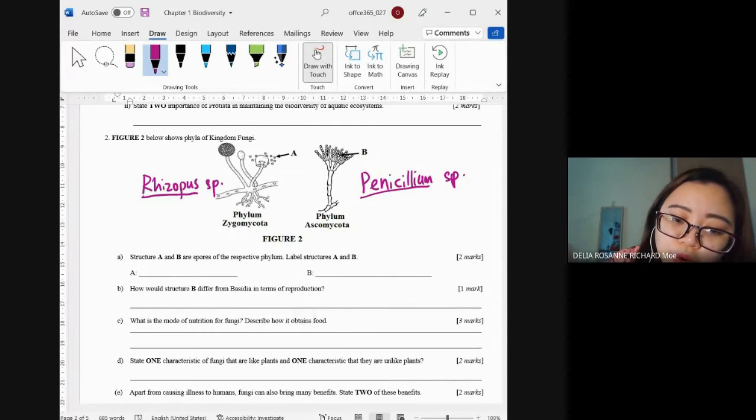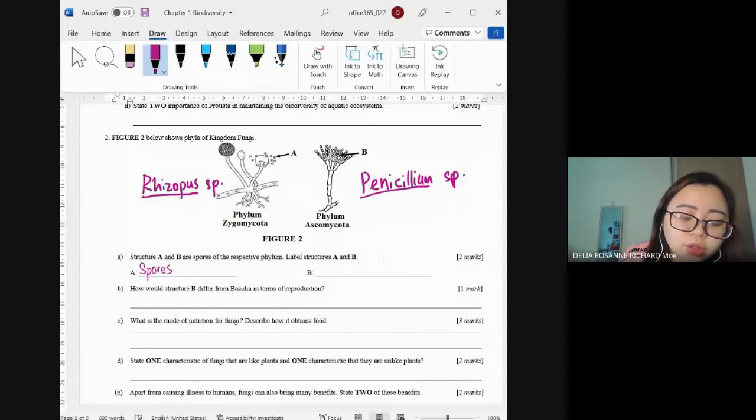Untuk ini spores correct. Or you can also call it sporangiospore. Dia bergantung kepada buku lah. Ada buku yang gunakan sporangiospore, sebab dia keluar daripada sporangium.